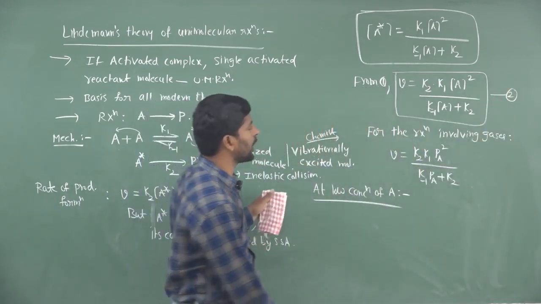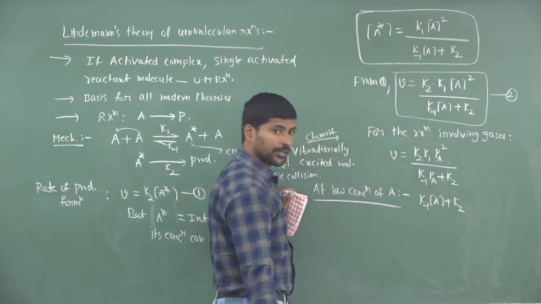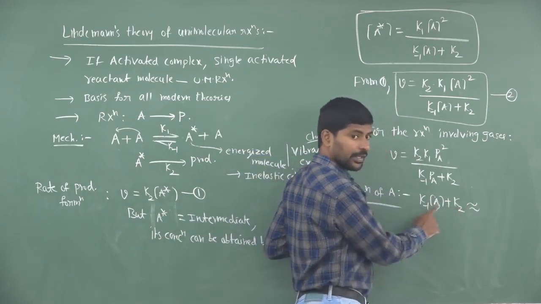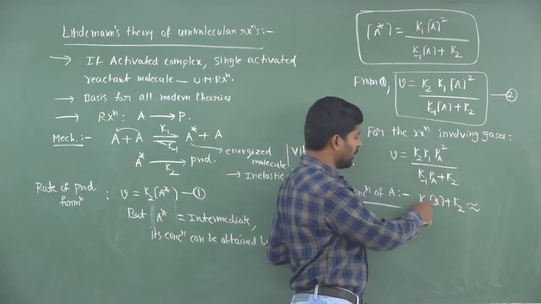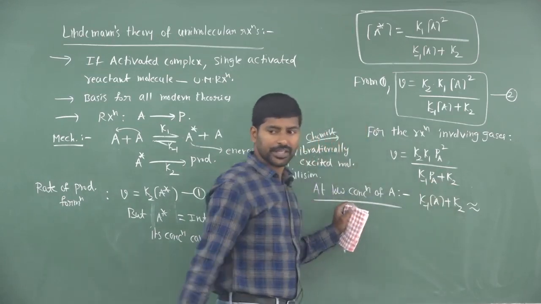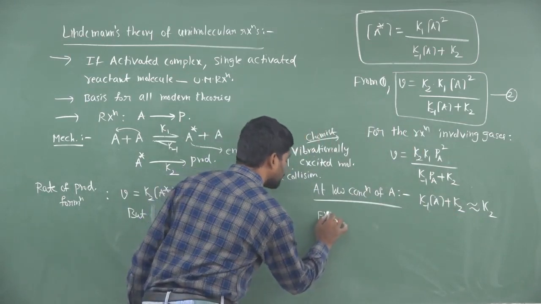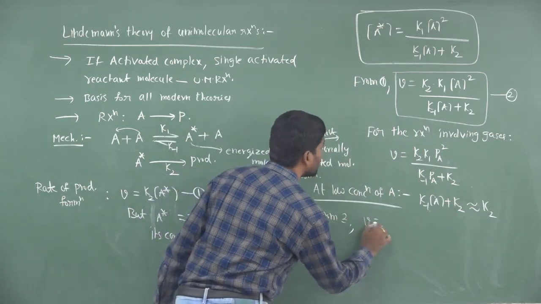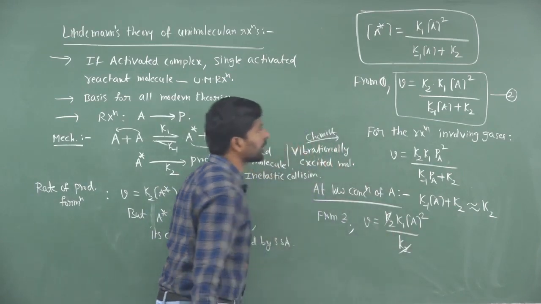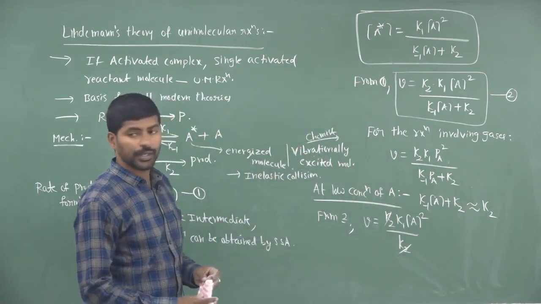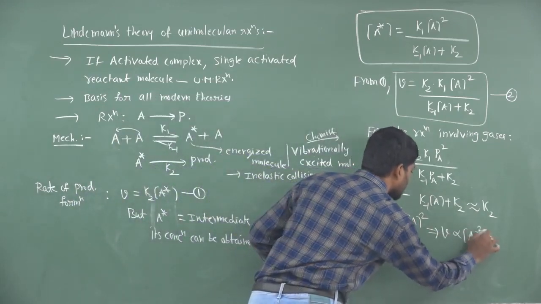At low concentration of A, in the denominator we have K minus 1 into A plus K2. At low concentration, K minus 1 into A value is less compared to K2, so K minus 1 into A can be neglected compared to K2. So K minus 1 into A plus K2 we can write as K2. So from 2 we get V is equal to K2 K1 A square by K2. So K2 gets cancelled, and V is proportional to A power 2.